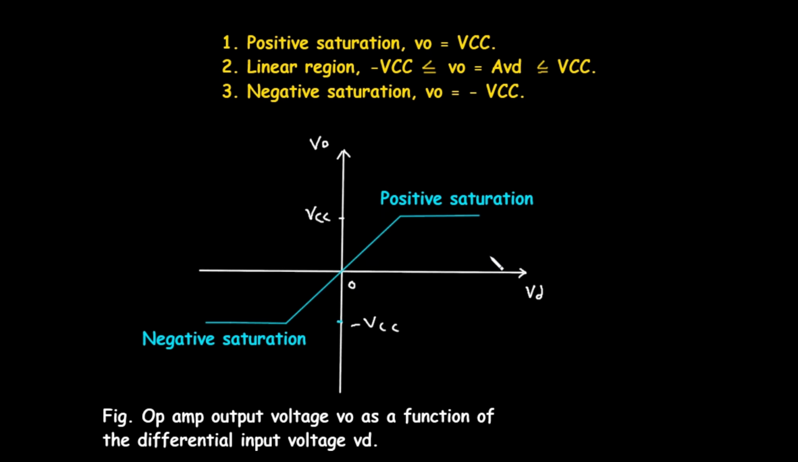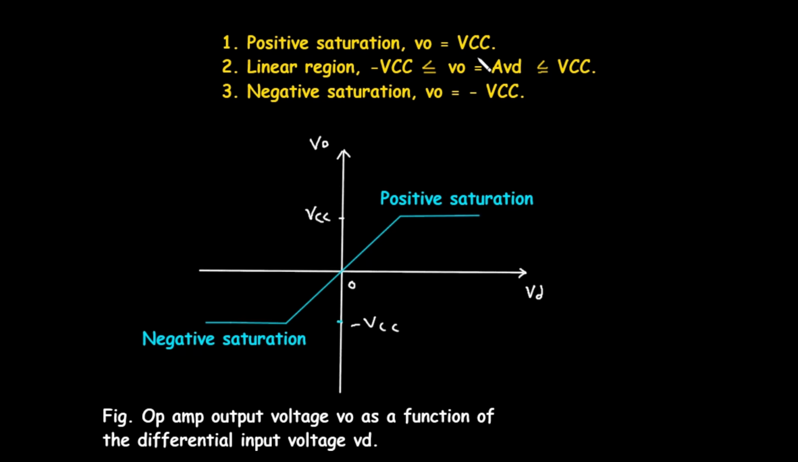This means even a tiny VD, maybe in microvolts, can cause a large output voltage. This is the region where the OpAmp acts as an amplifier. The range is defined as minus VCC less than or equal to VO equals A times VD less than or equal to plus VCC.